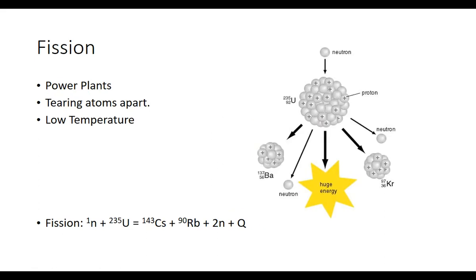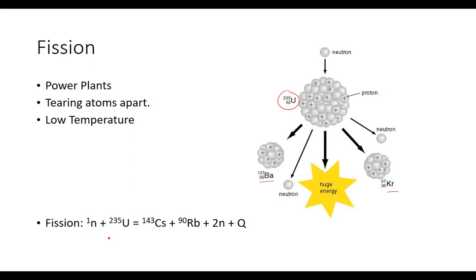And basically, you're taking a large atom and you're tearing it into multiple pieces. So most commonly, we're taking uranium-235. That's this right here. The 235 refers to its atomic mass, and splitting it into two different atoms. And you get a lot of energy when that happens.